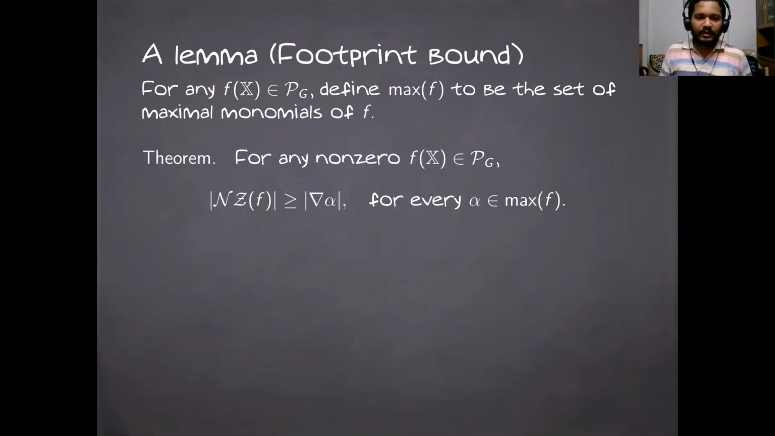So take any function f in your code; we'll define max of f to be the set of maximal monomials, maximal in terms of the partial order that we have on M sub G. And for any non-zero polynomial, the size of the non-zero set is bounded below by the shade of any of the maximal monomials that are present in that polynomial. So that is the lower bound on the non-zero set in terms of shades.